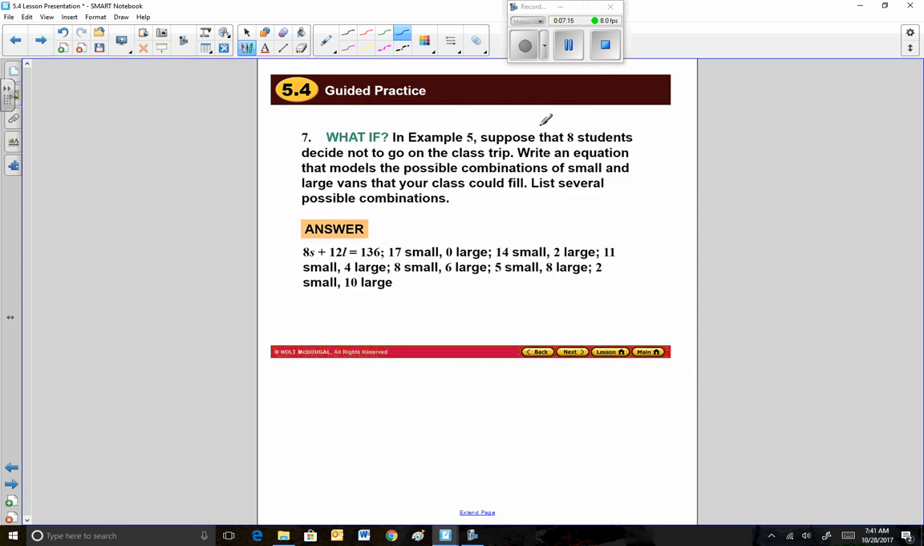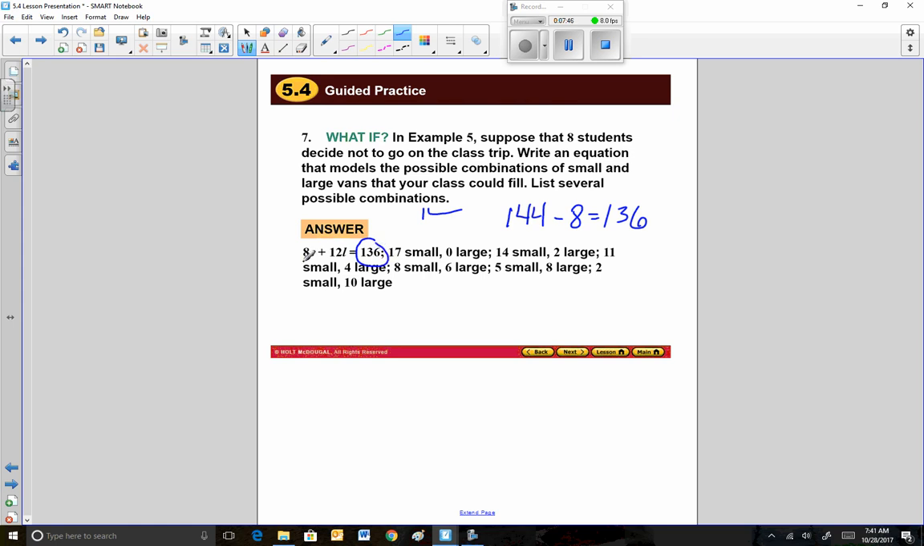What if in example 4, suppose that 8 students decide not to go on the class trip? Now, I already have the answers down here, but let's take a look at that. It was 144 kids, so now it's 136. 144 kids, subtract 8, you get 136. So that's why they replaced the 144 with 136 in the equation.